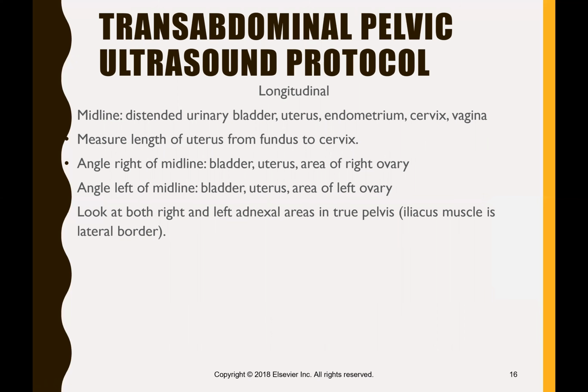So when you're doing a transabdominal pelvic ultrasound, the protocol will be, which I will put the protocol on your, if it's not already on there, on your Canvas site. You do a midline image to see the distended urinary bladder, the uterus, endometrium, cervix, and vagina. Then you'll measure. Then you'll go to the right to see if there's any masses on the right side of the uterus. Then you'll angle back and go to the left. And then you'll look at both the right and left adnexal areas in the true pelvis.